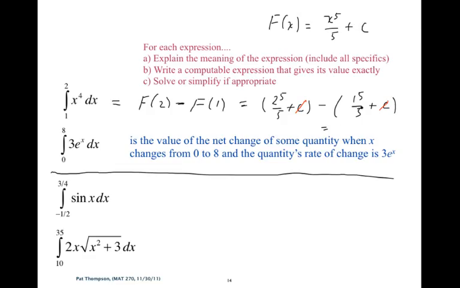what, 32 fifths minus 1 fifth? Is that 31 fifths? So that net amount of change that's being represented is 31 fifths. If your rate of change is x to the fourth and you change from 1 to 2, you get a net amount of change of 31 fifths.